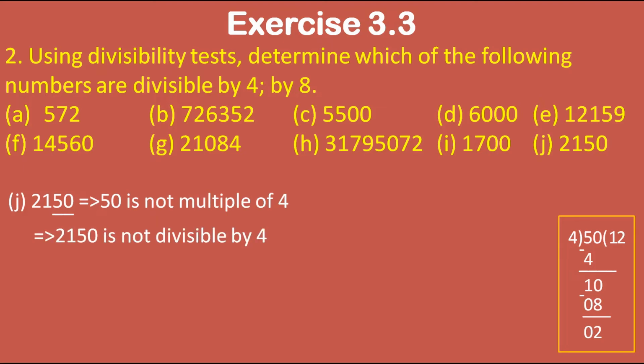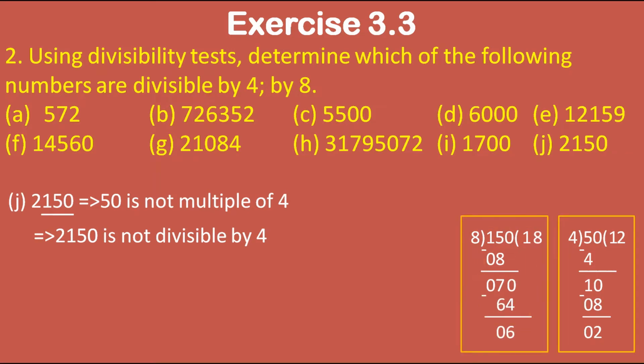Okay. Now, let's check the number formed by last three digits. That is 150. Let's divide this by 8. 8 ones are 8. 15 minus 8 gives 7. 0 came down. 8 8s are 64. Here we are getting remainder, means the whole number is not divisible by 8.